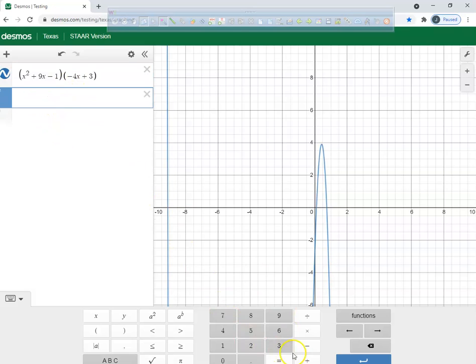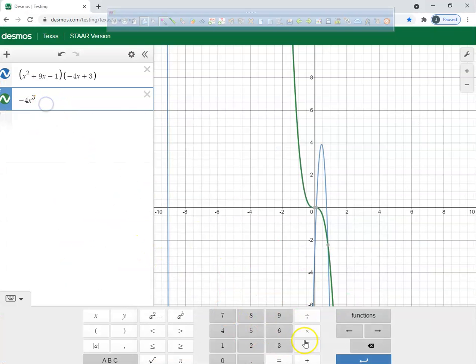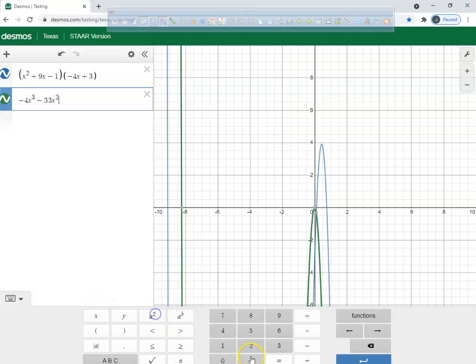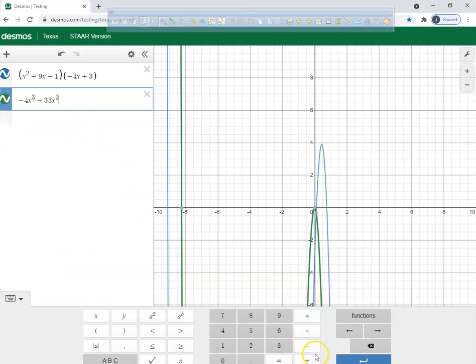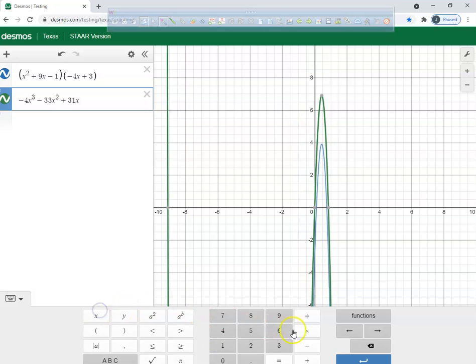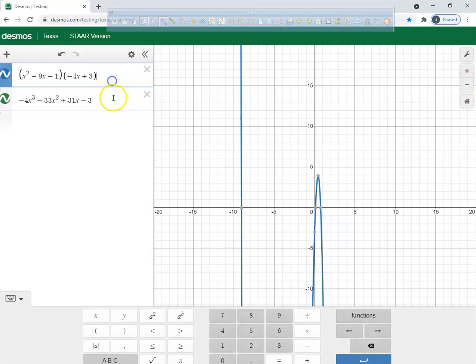Now, what was our final answer? It was negative 4. But we're not going to put h. We're going to put x to the power of 3. What was the next one after that? Negative 33. Okay, so negative 33x squared. Then what do we? Oh, then we got plus 31x minus 3. Okay, plus 31x minus 3. And what do you guys notice about the blue and the green graph?